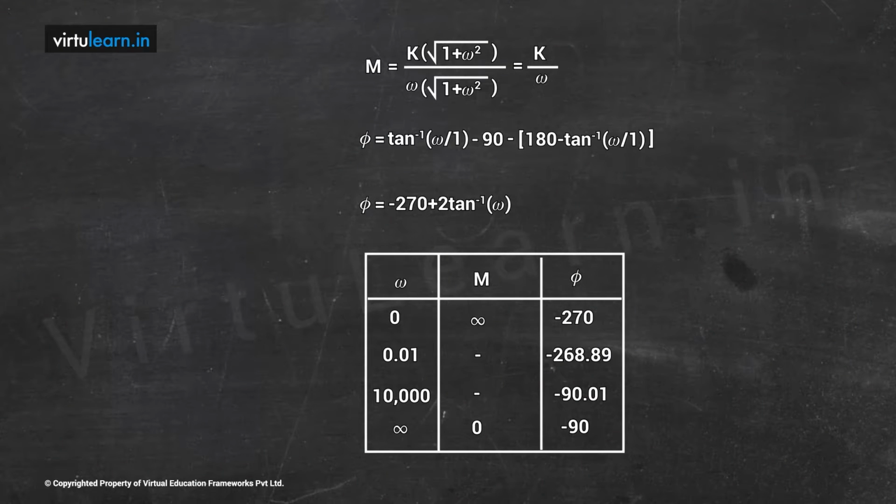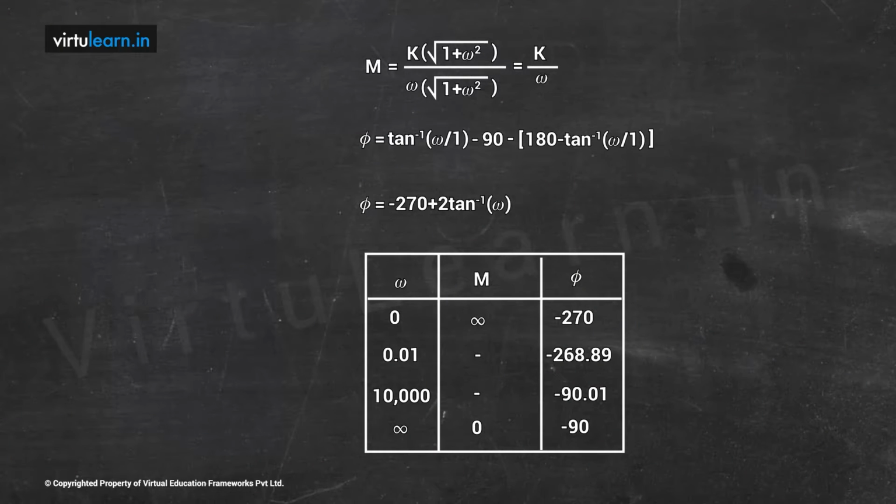What is the phase angle? The numerator term gives tan inverse omega, the denominator s term gives j omega, therefore minus 90, and because of s minus 1 you will get minus (180 minus tan inverse omega). When you simplify this, you get the phase angle phi equal to minus 270 plus 2 tan inverse omega. This is the phase angle expression for this particular open loop transfer function.